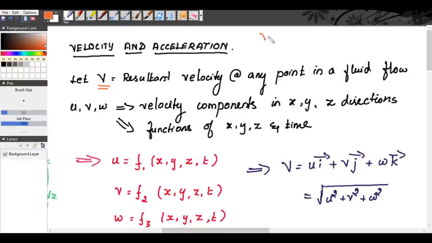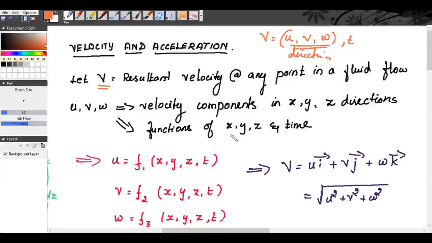We know velocity is a function of u, v and w in space, that is, in terms of direction: x direction, y direction and z direction. And this also will be a function of time t. If v is the resultant velocity at any point in a fluid flow, let u, v and w be the velocity components in x, y and z direction. And these u, v and w will be a function of x, y, z and time.